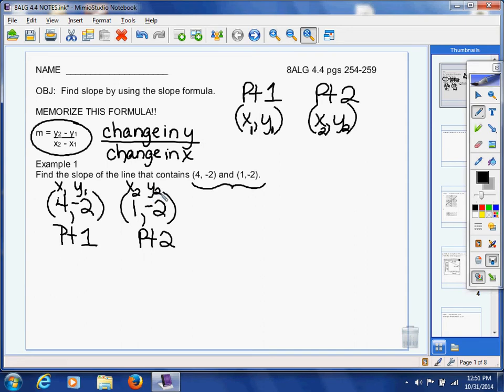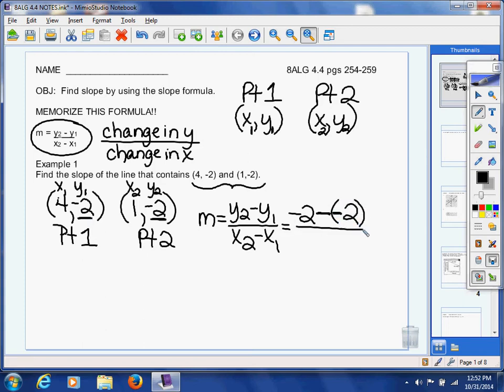I'm a real careful sort. I hate messing up, and I don't like plugging in numbers wrong. So that's why I clearly label so I know exactly what to plug in. Okay? So let's start with the y's. Let's start with our numerator. I'm going to go to y sub 2. There it is. That's -2. Minus, now what is y sub 1? -2. Okay, so I have a -2 minus a -2.